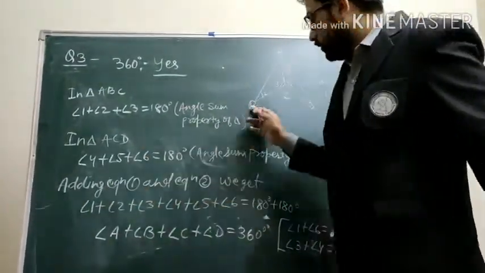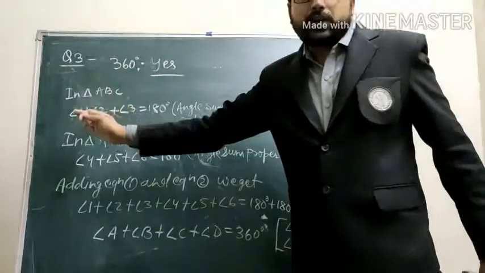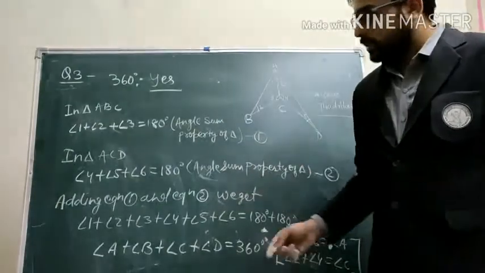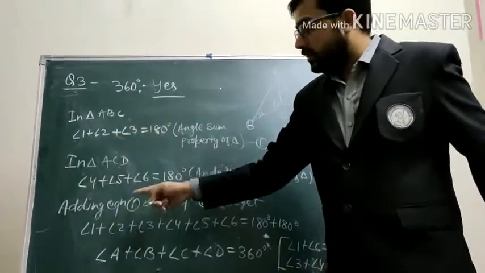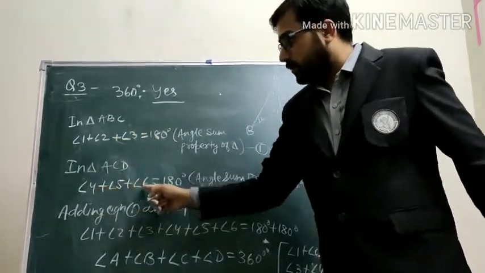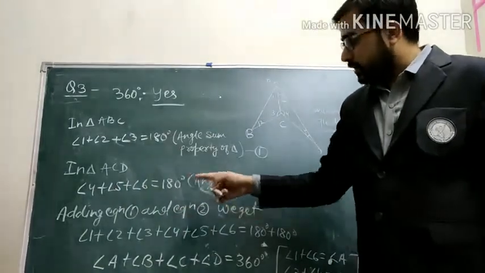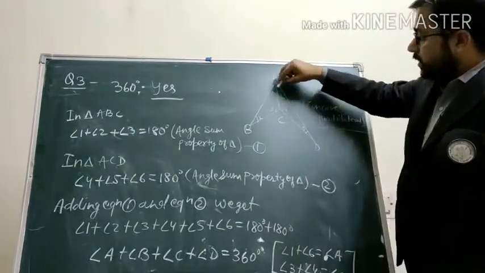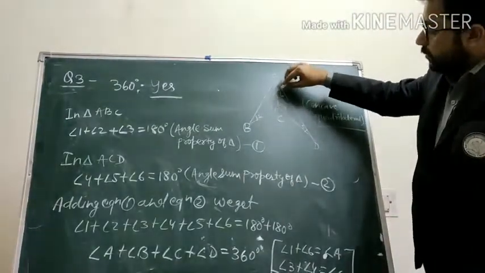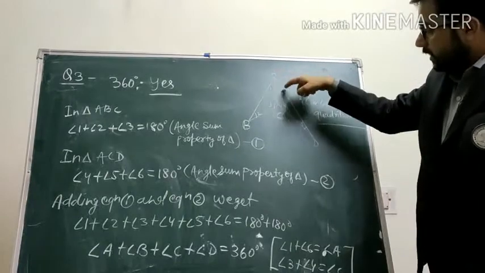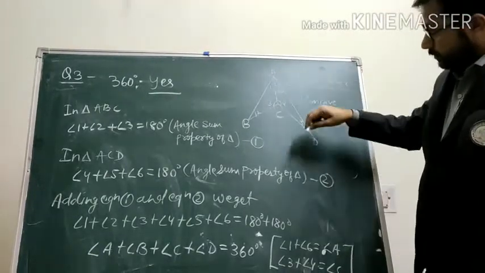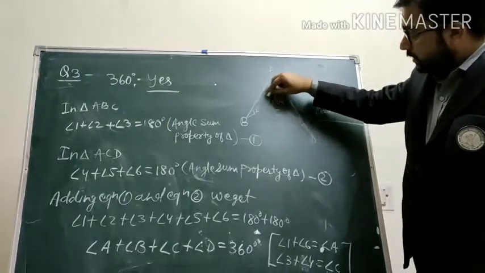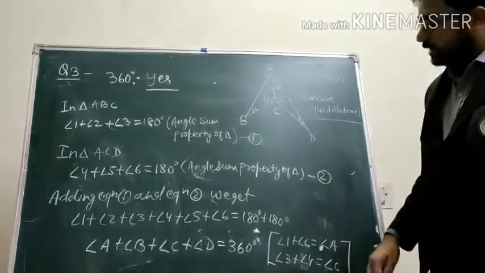So adding equation 1 and 2, LHS added to LHS and RHS added to RHS: angle 1 plus angle 2 plus angle 3, plus angle 4 plus angle 5 plus angle 6 is equal to 180 plus 180. 180 plus 180 gives 360, and you know here in the figure, angle 1 plus angle 6 gives angle A, the whole angle, and angle 3 plus angle 4 gives this angle, that is angle C.